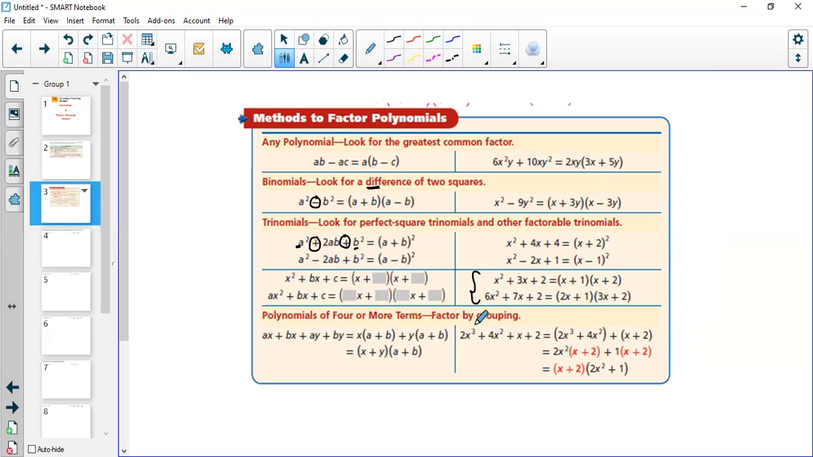Now polynomials of 4 or more terms, we need to factorize them by grouping. Grouping in the sense that you will first group the first two terms and the last two terms, find the GCF of them and then write them as factors. So when you have a polynomial with 4 terms or more, first group them into 2, then find the GCF and then factorize it.